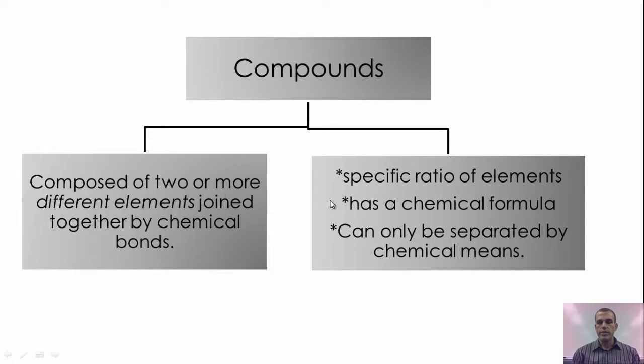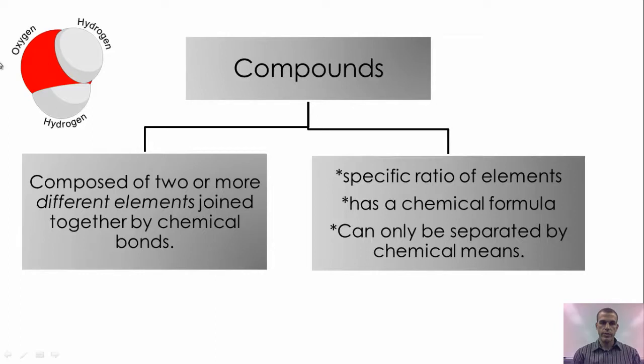All right, they're done in specific ratios. Okay, so they complement each other. They have a chemical formula, and they can be separated by chemical means. Okay, that's the only way we can separate them, by chemical means. So they're different elements joined together chemically, they have formulas, there are specific ratios, and they can be separated chemically.